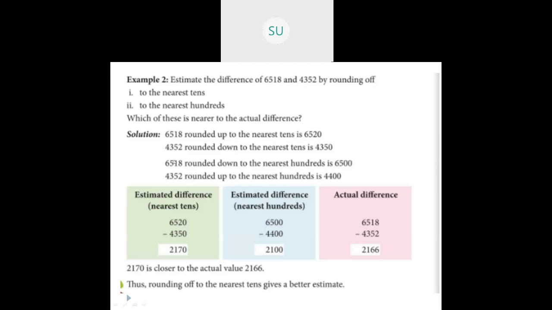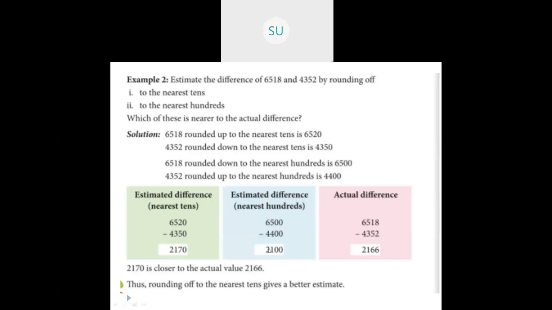6518, when you round it off to the nearest hundreds, now they are telling hundreds, so we'll look at the tens place. In the tens place we have 1, so you round it off as 6500. And 4352 is rounded to the nearest hundreds as 4400, because in the tens place 5 is there, and whenever 5 or greater than 5 is there, we add 1 to the hundreds place, so 4400. Now subtracting 6500 and 4400, you get 2100. So when we estimated the difference with the nearest tens, we got 2170.